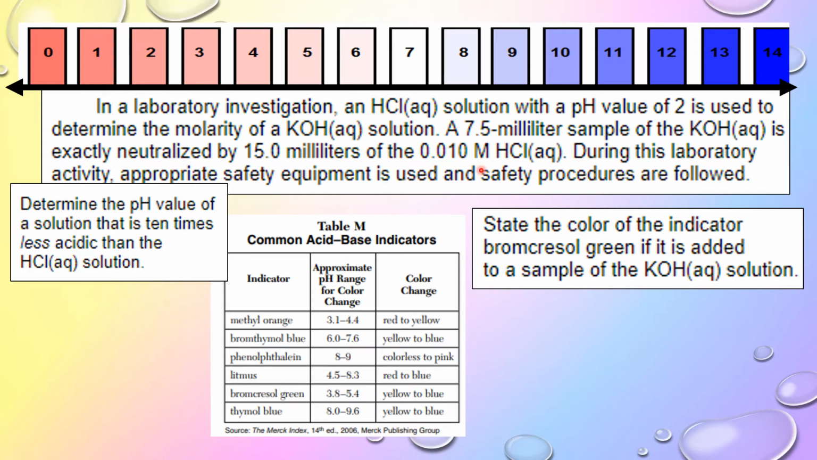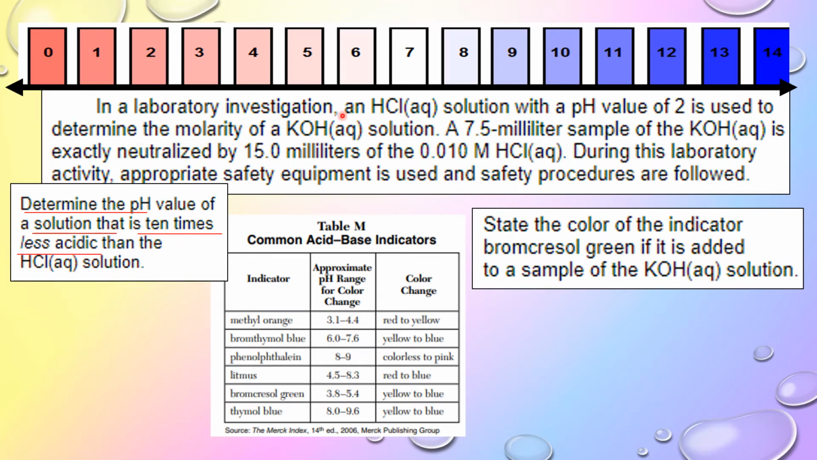A 7.5 milliliter sample of the KOH, the base, is exactly neutralized by 15 milliliters of the acid, which is HCl. During this activity, appropriate safety equipment is used and safety procedures are followed. So this is just the background on it a little bit. Looking at the question on the left first: determine the pH value of a solution that is 10 times less acidic than the HCl. I'm looking for something that's 10 times less acidic than the HCl.